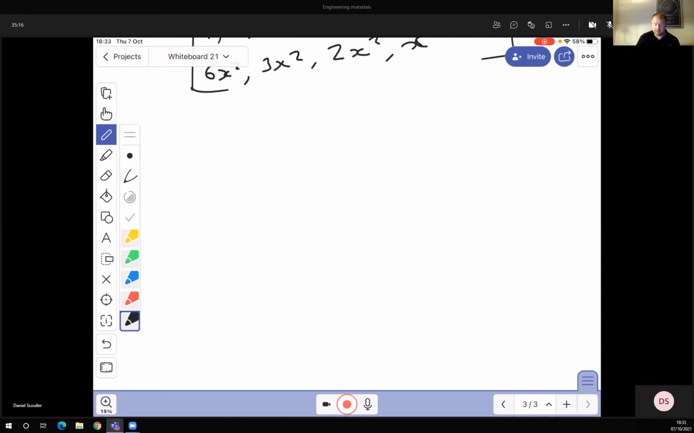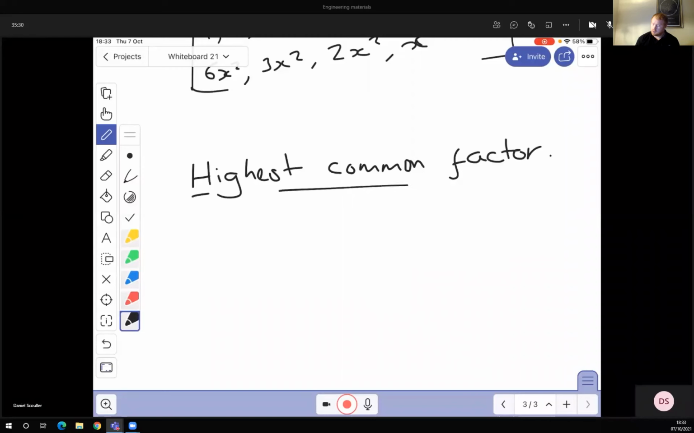The next thing I want to do is something called highest common factor. This is important when we've got two different numbers. When we start building this up, there's going to be 2 and 3 terms in the expressions that we're going to do. So if I've got 2 numbers, I want to look for the highest common factor. What factor have they got in common? And what's the highest one? So looking for the factor that they've got in common.